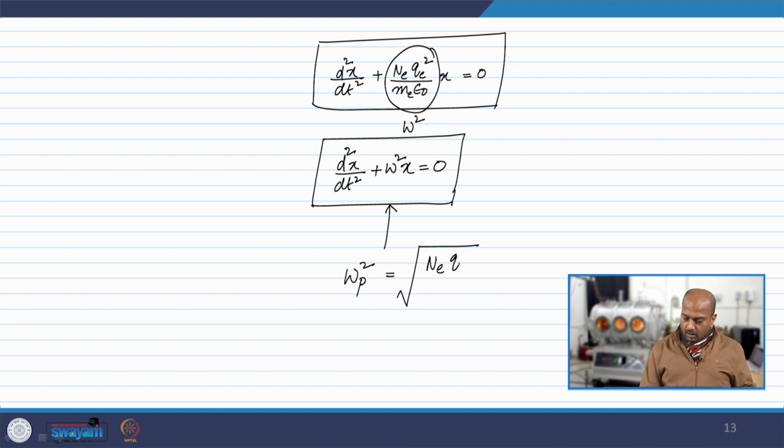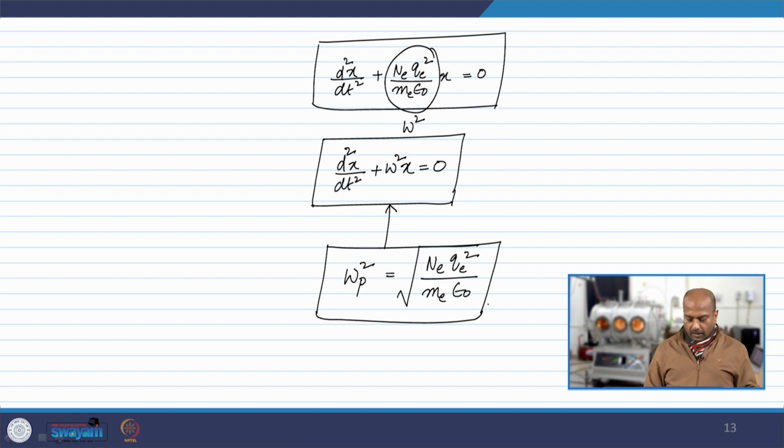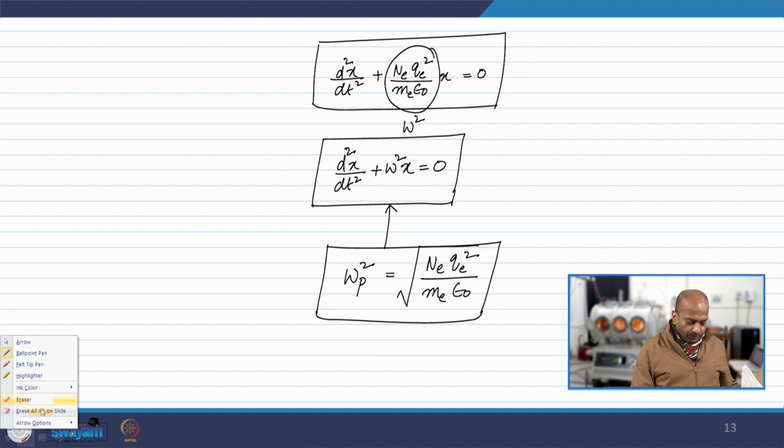n e q_e² divided by m_e ε₀. So, this is the characteristic frequency of the oscillations. What is the purpose of these oscillations? These oscillations are a means to establish quasi-neutrality of plasma. So, this frequency is also called the plasma frequency.